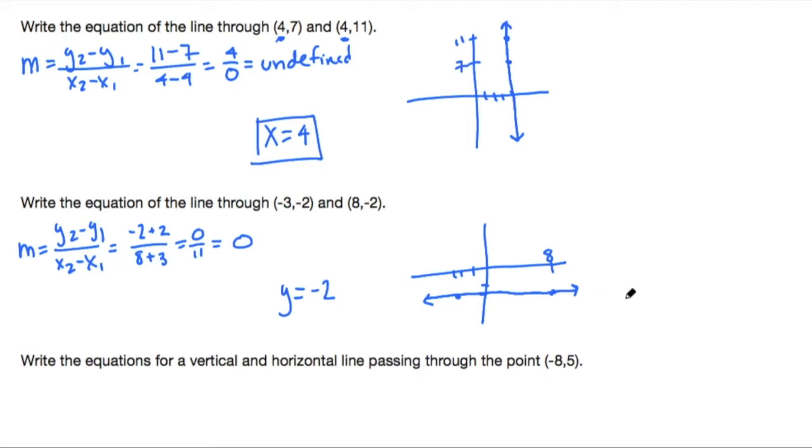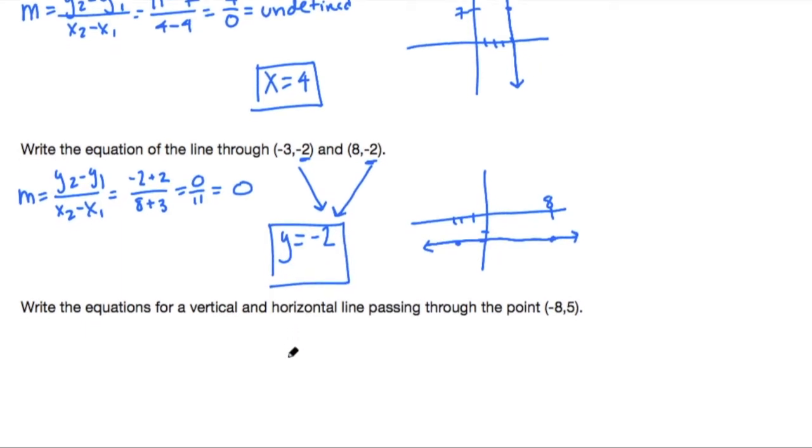Now, a similar question might ask to give both the vertical and horizontal lines that would pass through a single point. So if I were to plot (negative 8, 5), okay, negative 8 will go this way, positive 5 this way. So here's a point. I want a vertical line through that. Well, every point on that line would have the x value that it has. So x equals negative 8 is the line that's vertically through that point.